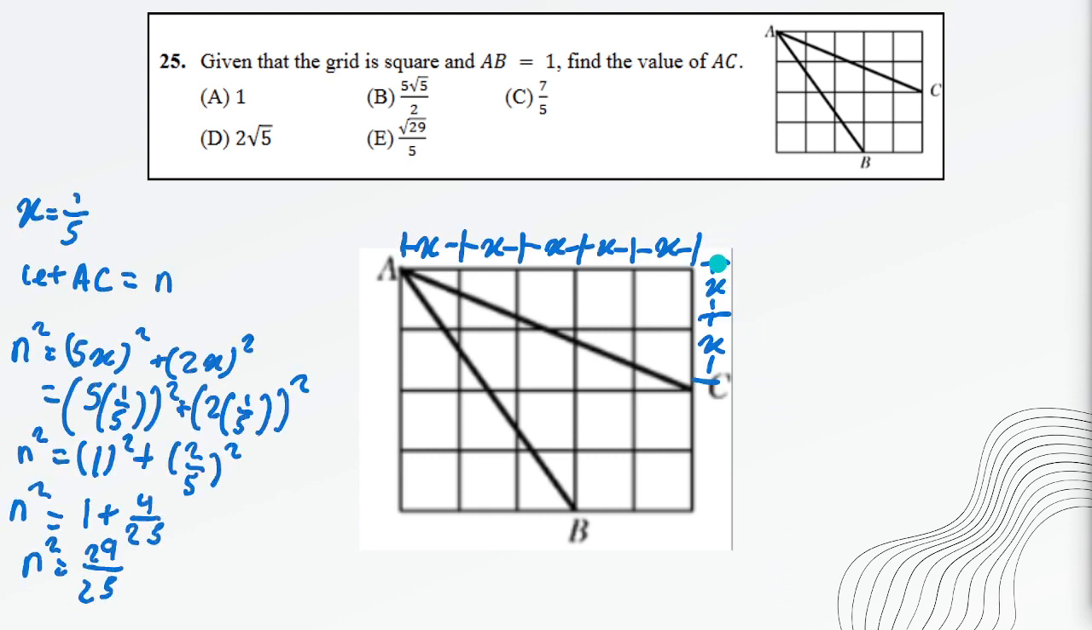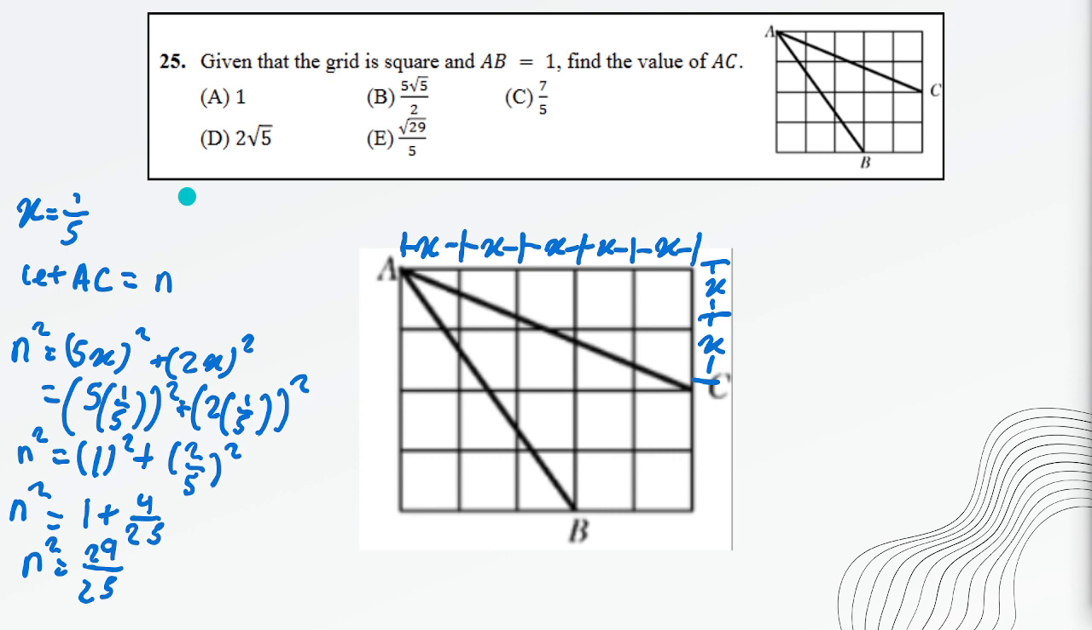So as you can see, I've mapped out all the x lengths over here, because as you can probably tell, this is also a right triangle, so you can get the length of this side by squaring these sides and adding them, right? And we already know x, so we can calculate the length of the sides. So x equals 1 over 5, like we said before, and let this side AC equal n, just for simplicity's sake, okay?